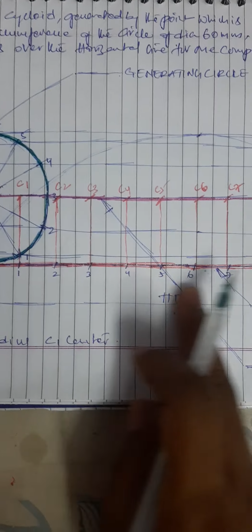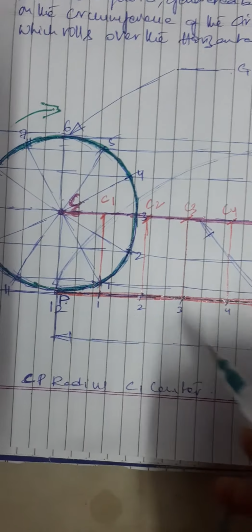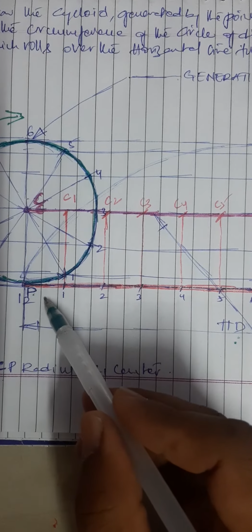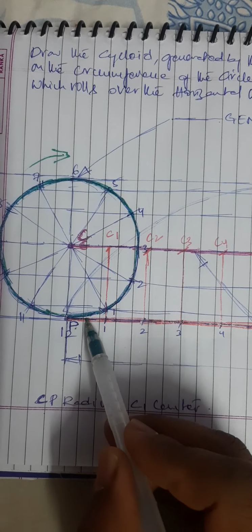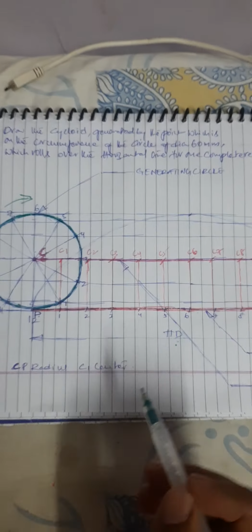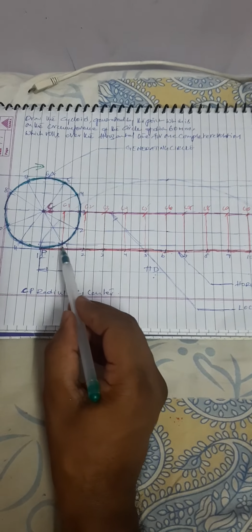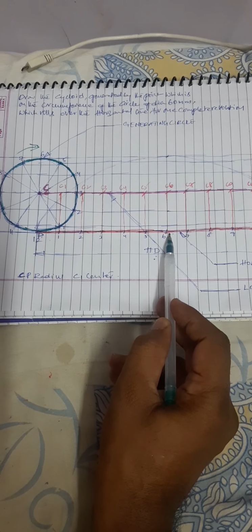Now again you need to divide this PR into 12 equal parts. Why? Because we divided the circle into 12 equal parts, right? So after dividing PR into 12 equal parts, now we need to draw lines from the divisions on the circle parallel to PR. Got it? So after drawing the PR line, it's time to draw the lines from the various divisions on the circle parallel to PR.